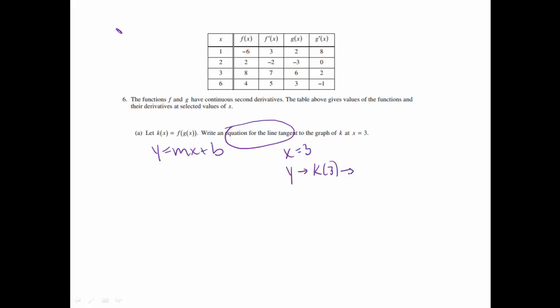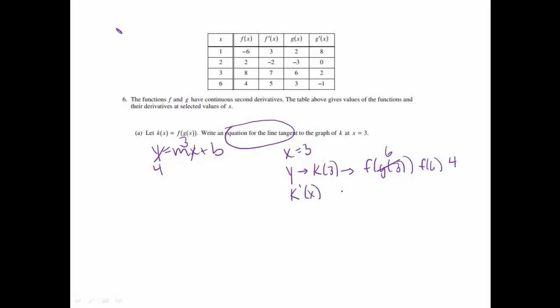And we know that k of 3 is going to be f of g of 3. So g of 3, if I look it up on my chart, is 6. And then f of 6, if I look that up on my chart, I will get 4. So y equals 4. So x equals 3, y equals 4. I need m, which is a derivative, which means I need to find k prime of x.